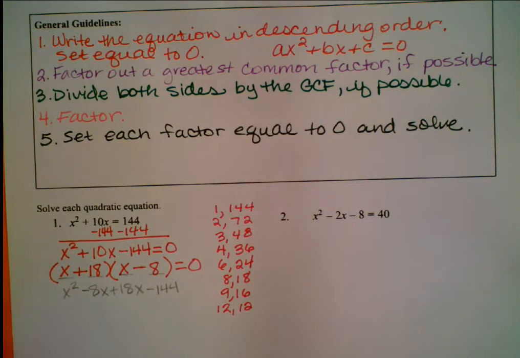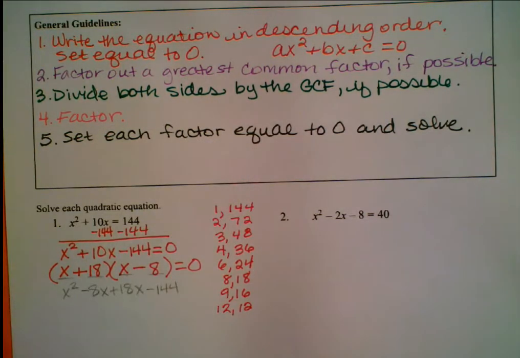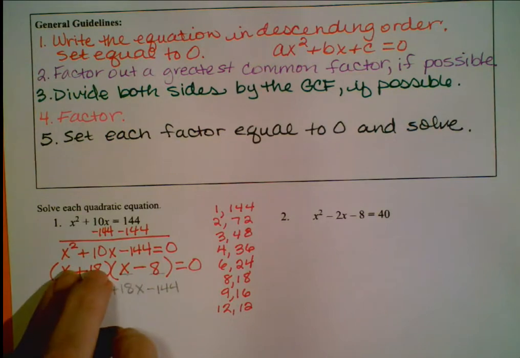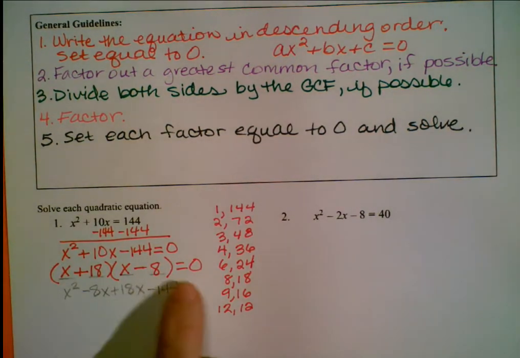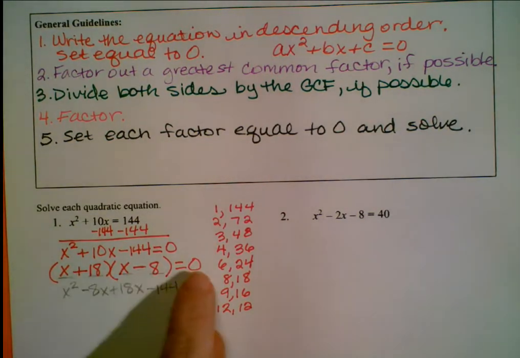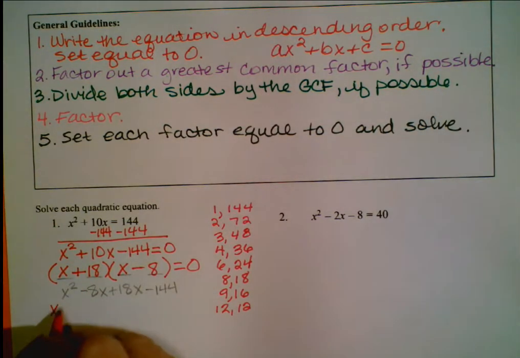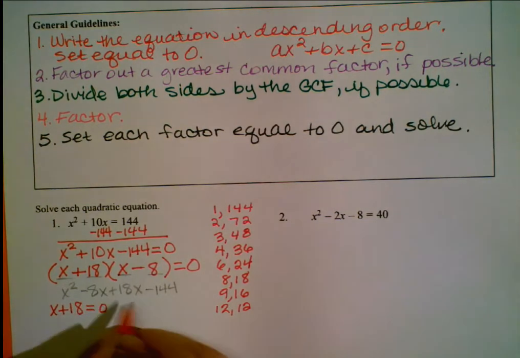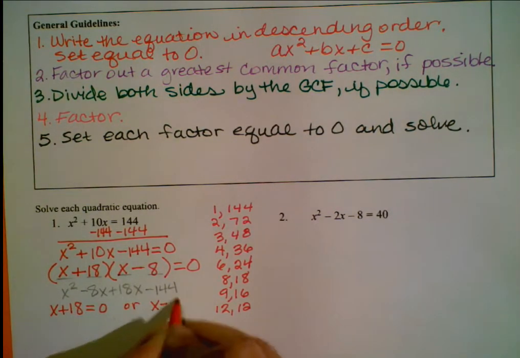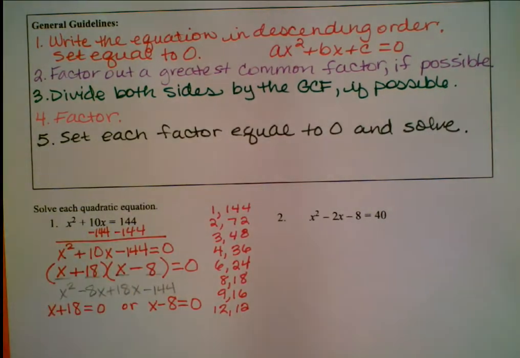Okay, so let's consider for a minute what's actually going on here, and this is what's going to explain why number 5 works the way it does. We have two quantities being multiplied together, and their product is 0. Now, if you think about multiplication, the only way that a product can be 0 is if one of these quantities equals 0. So in that case, either x plus 18 equals 0, or x minus 8 equals 0, which means there are two possible numbers that can make this equation true.